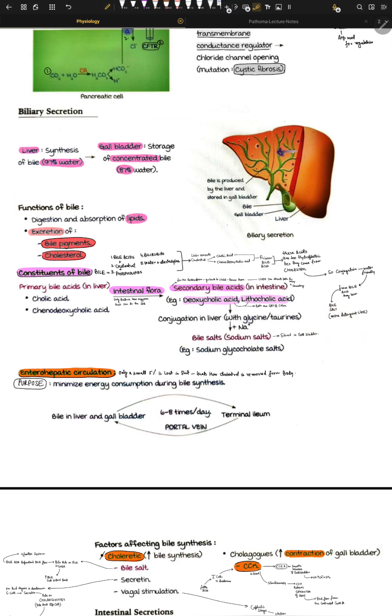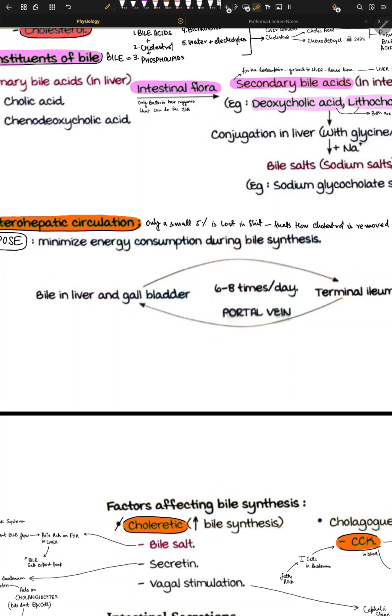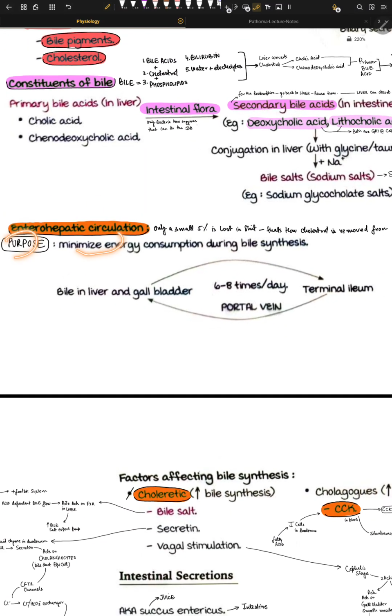Okay, so that was the constitution of bile. Now, enterohepatic circulation, amazing. The purpose is to minimize the energy consumption during bile synthesis. Bile is made in the liver and stored in the gallbladder. So it goes to the terminal ileum for the digestion of fats.